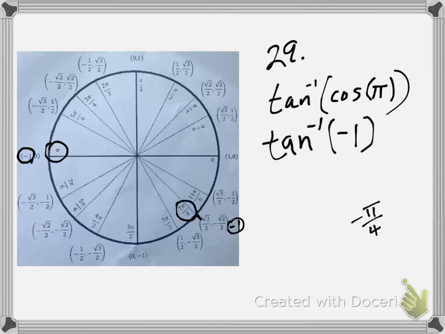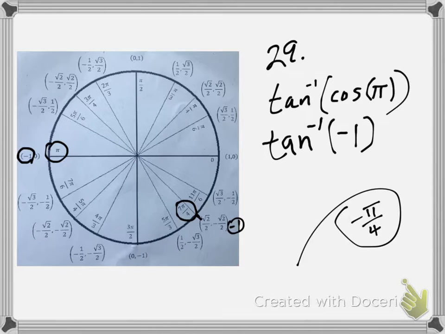Now, the only thing we have here is we do have a domain restriction, so we can't call it 7 pi fourths. We got to call it -pi fourths. So I hope this helps you with this one.